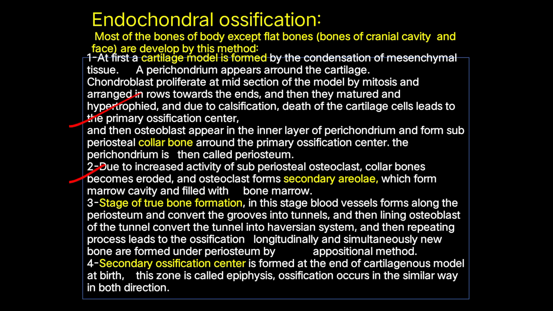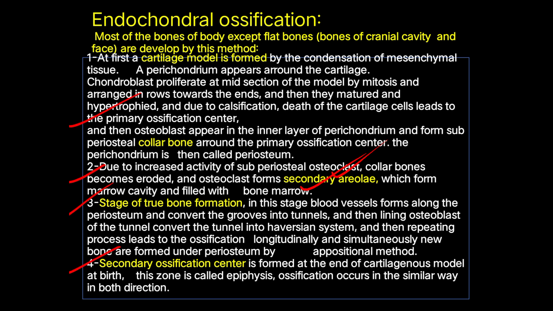Now, due to the increased activity of the subperiosteal osteoclasts, the collar bone is eroded, and osteoclasts form the secondary areolae, which form the marrow cavity, filled by bone marrow. The third stage is true bone formation. In this stage, blood vessels form along the periosteum and convert the grooves into tunnels, and then the lining osteoblasts of the tunnel convert the tunnel into the Haversian system. The repeating process leads to ossification longitudinally, and simultaneously new bone is formed under the periosteum by appositional growth.